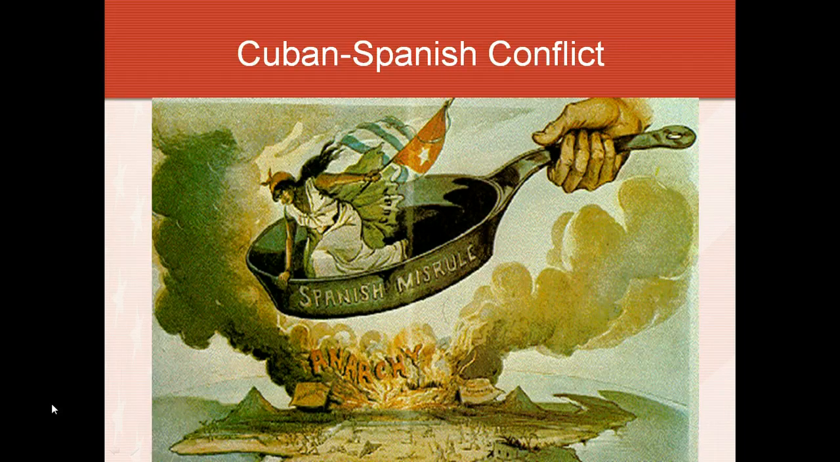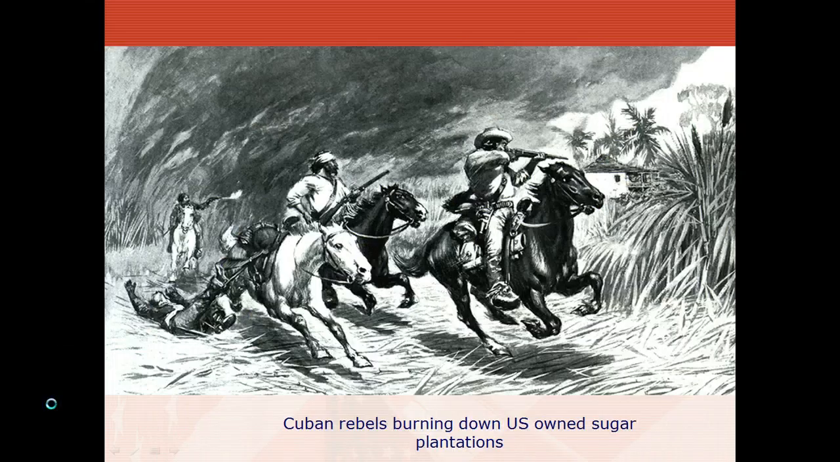Spain, being over 3,000 miles away, had a difficult time taking care of and controlling her unruly colony. The Cubans had had enough and were demanding their independence. They looked to the United States for help. The United States was not interested in helping the Cubans at first. Cuban rebels began to burn down U.S.-owned businesses and plantations in Cuba in order to get our attention and hopefully persuade us to intervene on their behalf.